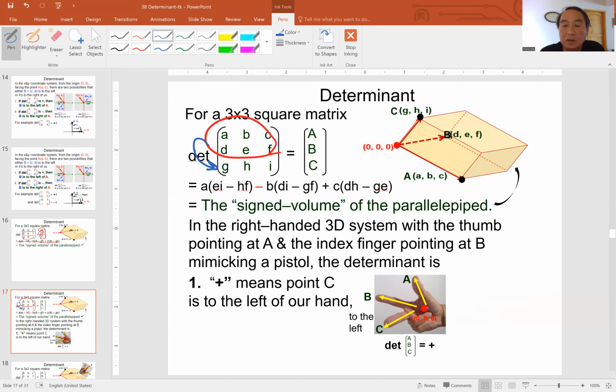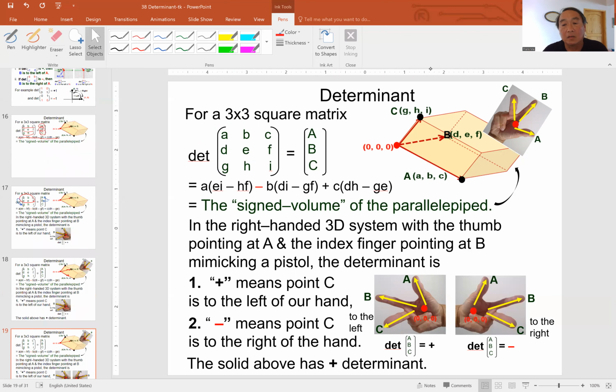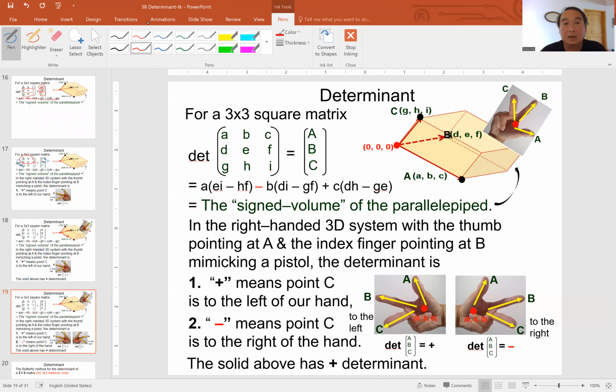The way you do it is you point your thumb at the point A, you point your index finger at point B, and if C is to the left, that is positive, and if C is to the right, you get a negative. This one on top is positive because this is the thumb, the index, and your middle finger then points to the left. And the other way, the determinant is negative.